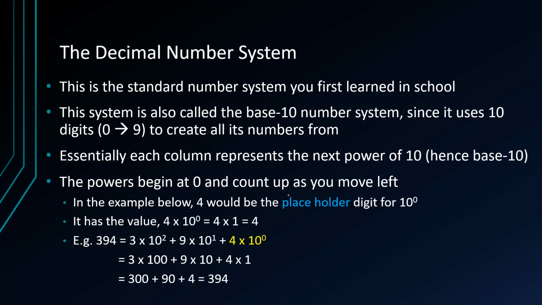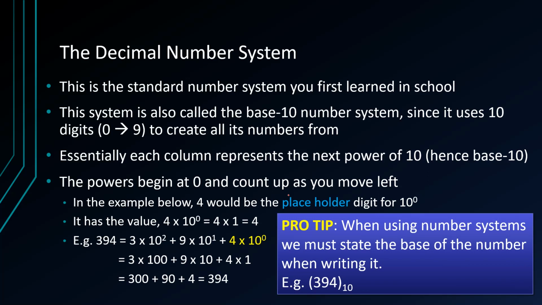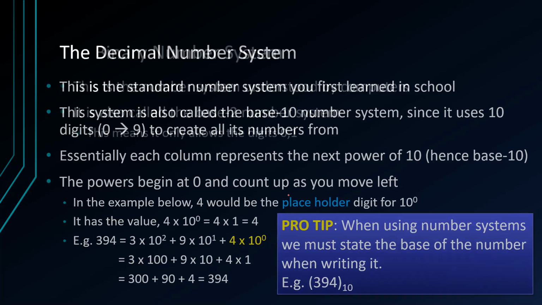Now that's how you learn numbers. Great. We're going to keep this idea, and we're going to use it going forward. In fact, we're going to use it a lot going forward. Pro tip: when using number systems, we must state the base of the number when writing it. So for example, we don't just write 394, we write 394 with a subscript 10. And the reason why we do that is because if we're working in multiple number systems at the same time, we need to make sure that we know which number belongs to which system. And you're going to see in a second why that's a problem.